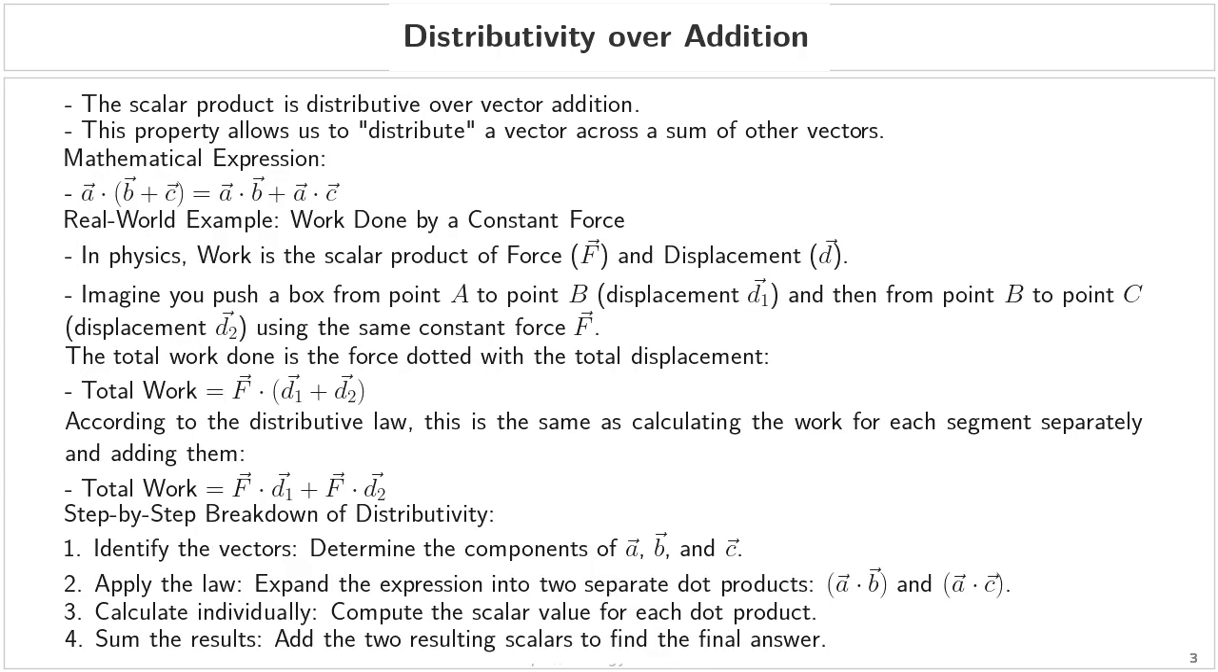If you are solving a problem using this property, here is a step-by-step breakdown to follow. First, identify your vectors by determining the components of vector A, vector B, and vector C. Second, apply the law by expanding the expression into two separate dot products. Specifically, A dot B and A dot C. Third, calculate each dot product individually to get two separate scalar values. And finally, sum those two resulting scalars to find your final answer. This distributive property is a powerful tool that we will use alongside scalar multiplication in the next slide to simplify even more complex vector expressions.